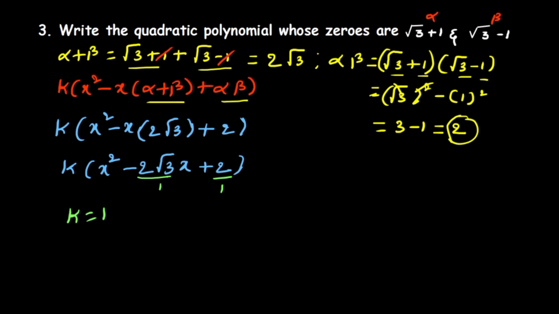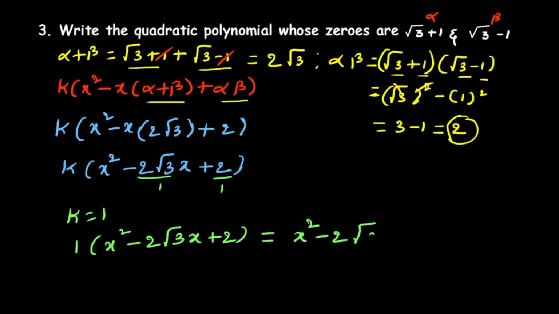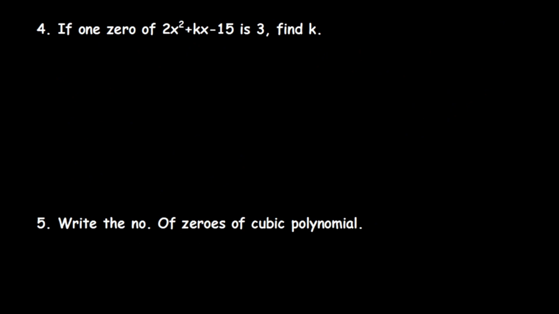Then you can write 1 into x square minus 2 root 3x plus 2. When you multiply with 1, as usual we will get again x square minus 2 root 3x plus 2. Okay, so this is the required quadratic polynomial with the given zeros root 3 plus 1 and root 3 minus 1.